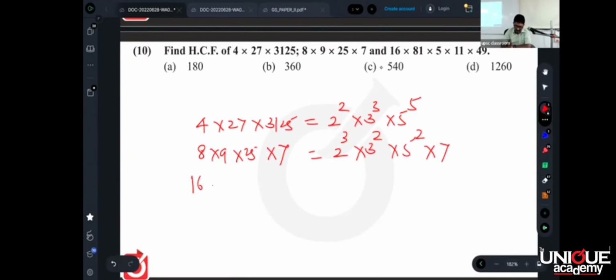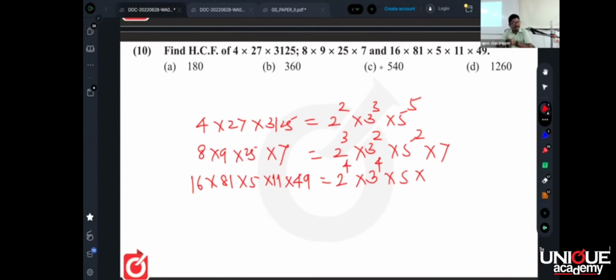And the third one is 16 into 81 into 5 into 11 into 49. So we have 16 is 2 raised to 4, 81 is 3 raised to 4, 5 as it is, 11 is 11 raised to 1, that is 11 as it is, 49 being 7 square. We can put 7 prior to 11, it doesn't matter, one and the same thing. Is it clear? We are putting those bases in ascending order. That is the only thing.